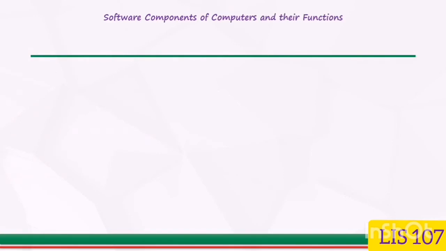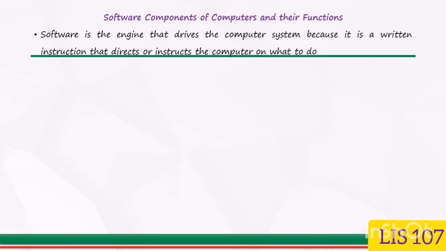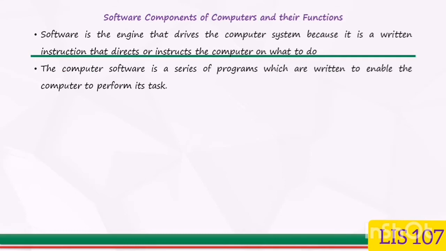Now let's go to our software. Remember that in the beginning of this lesson, we talked about a computer having hardware and software. So let's go to our software component. Now, software is the engine. We said that the hardware is the brain, but the software is the engine that drives the computer system because there is an instruction that is being written. It is that instruction that directs the computer, or instructs the computer, on what to do.